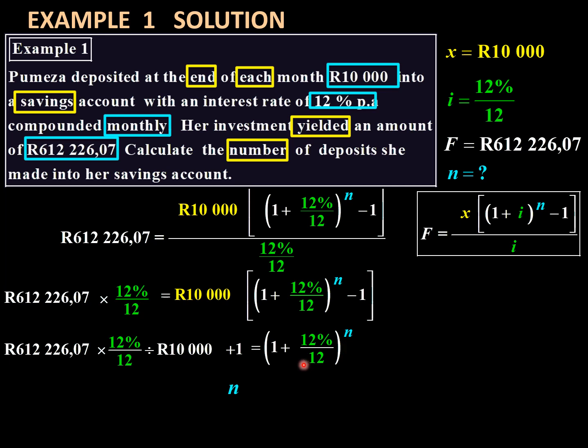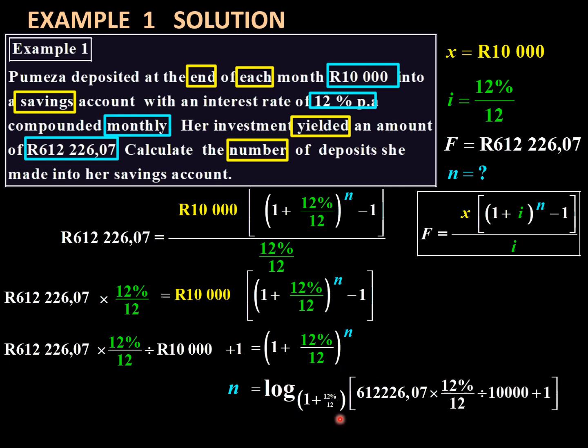There's the base, 1 plus 12% over 12. So the logarithm should also have the same base. You see, there's the same base. And then we just have to find the logarithm of this number. It's much better writing it in a bracket, okay? Because all of that is the logarithm of everything.